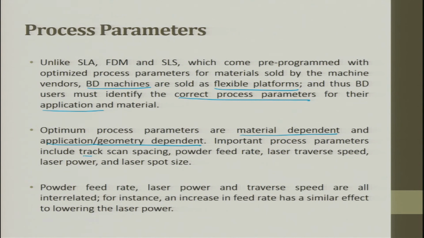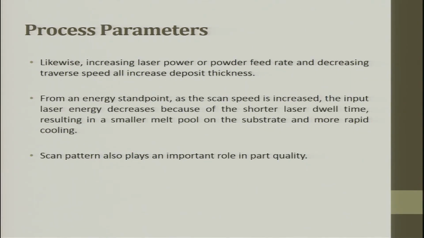Important process parameters are track scan spacing, powder feed rate, laser traverse speed, laser power and laser spot size. The powder feed rate, laser power and traverse speed are interrelated. For instance, an increase in the feed rate has a similar effect to lowering the laser power. So, these two are interrelated, and you should be careful. Likewise, increasing the laser power or powder feed rate and decreasing the traverse speed all increase deposition thickness. So, you have to make a trade-off between these.